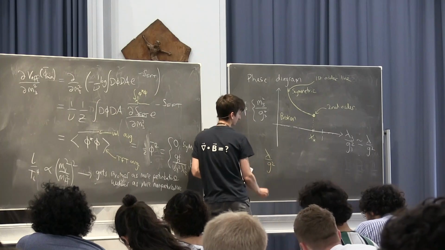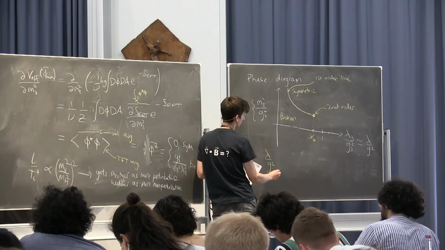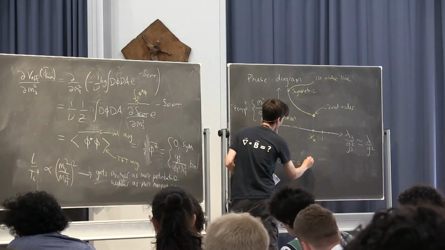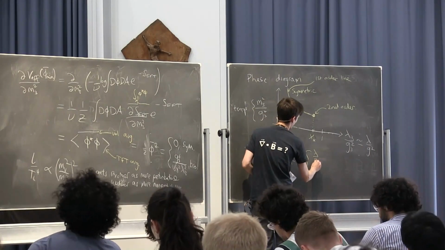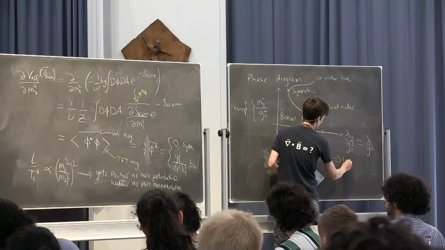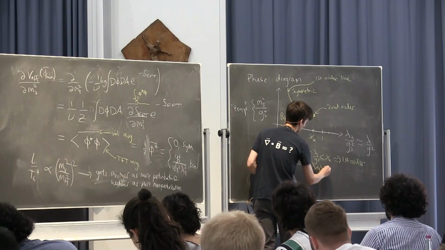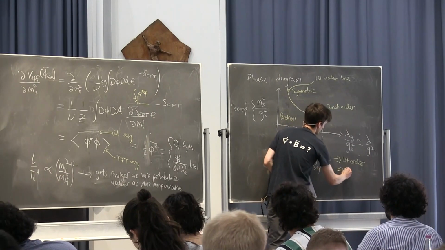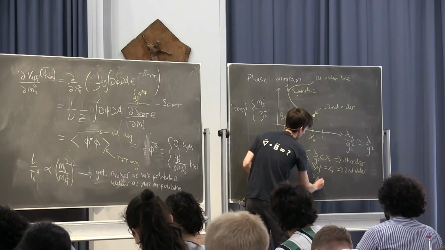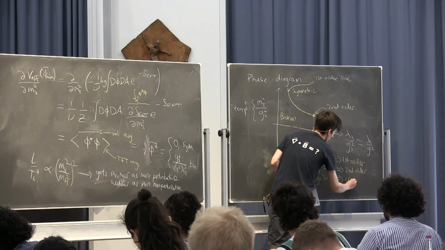lambda over g squared, and, how do I write this? Let's write it like this. The order of the phase transition: if lambda on g squared is less than x star, then it's first order. Lambda on g squared equals x star, second order. And if lambda on g squared is greater than x star, it's a crossover.